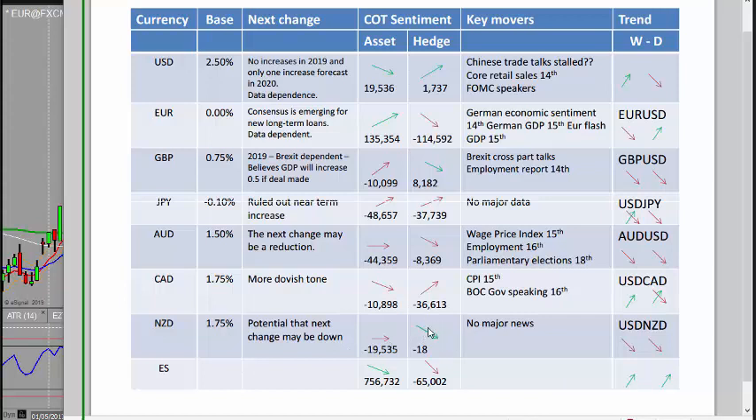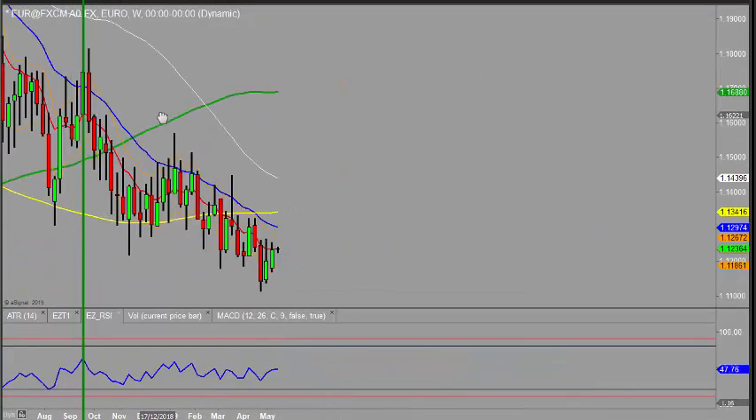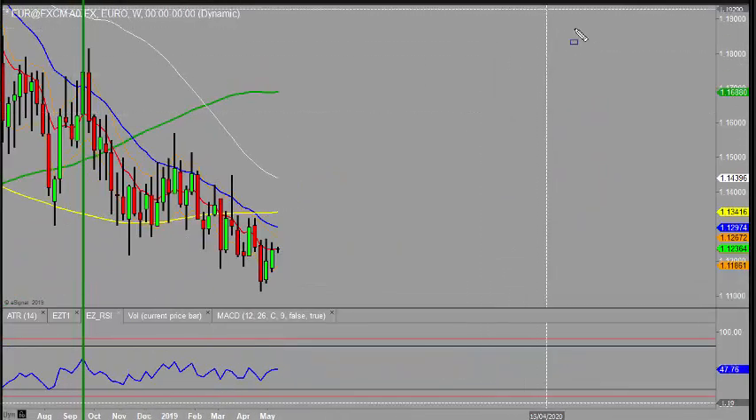Hedge funds are down slightly on there. It's gone negative again, switched back to negative. No major news out this week, and technically we're really quite negative on the New Zealand dollar. So that's how that picture looks. So when you take that all into shape, I'm just going to use this and draw it.